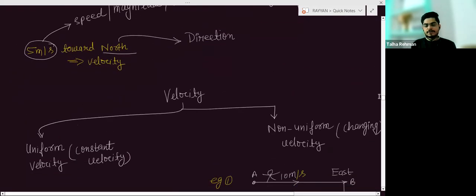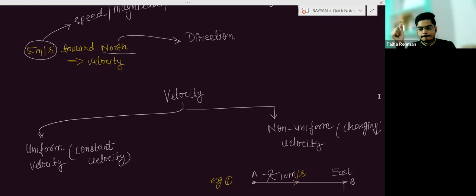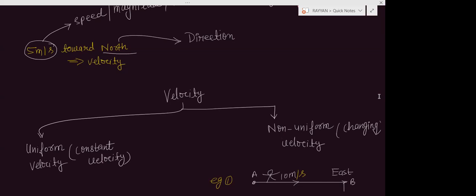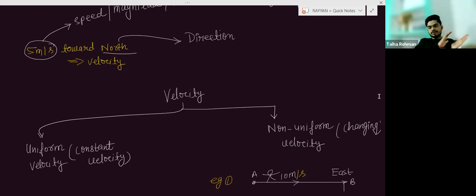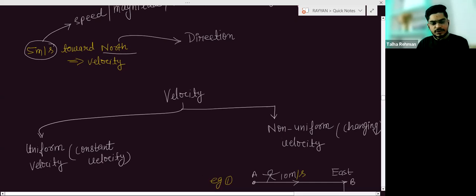For speed, we have defined uniform speed and average speed. But velocity we will define as uniform velocity or non-uniform velocity.